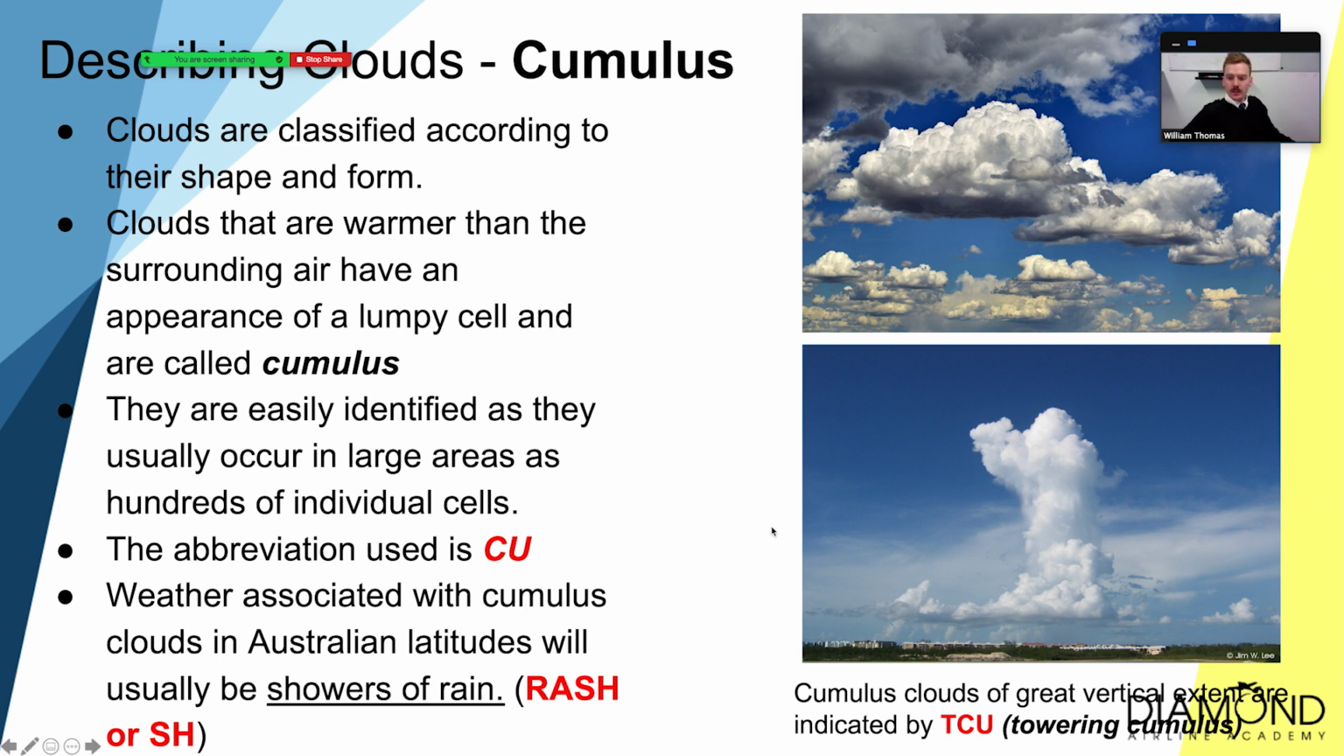Showers of rain. Towering cumulus, they're cumulus clouds, but they tower. So they can go up to 35, 40,000 feet. Really big, tall cumulus clouds like this one down on the bottom right-hand side.